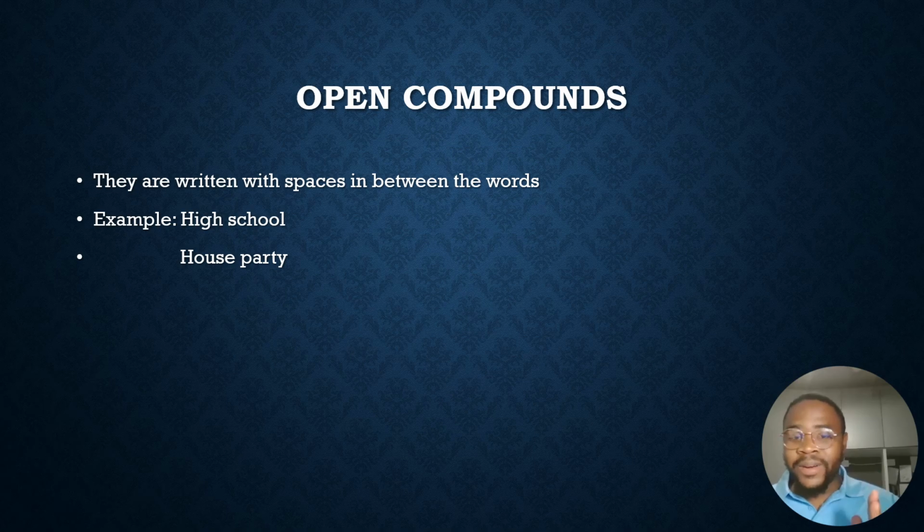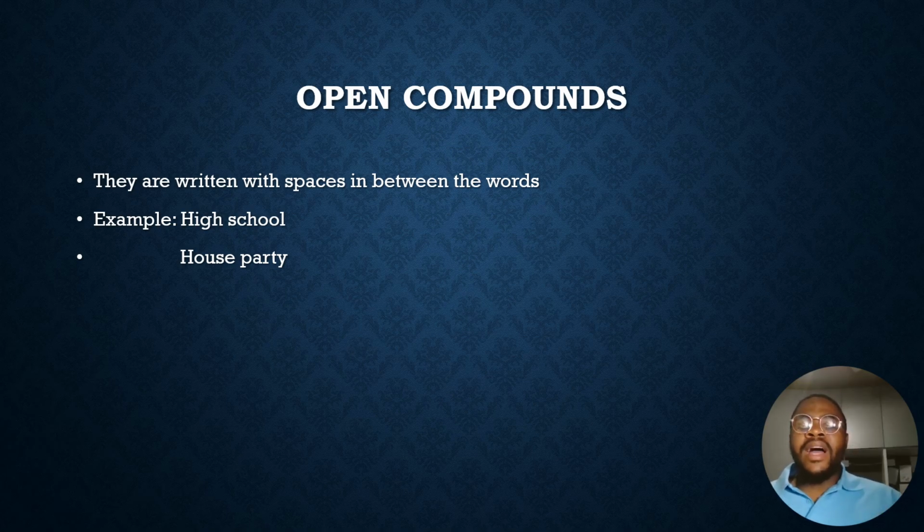But these two words, we leave a space in between them to show that the first word explains the kind of institution that we are going to. Now, when we talk about a house party, we are talking about a house, which is a place, a structure in which people live. A party is where people go and enjoy themselves, dance and eat and cook and so forth and celebrate different occasions.